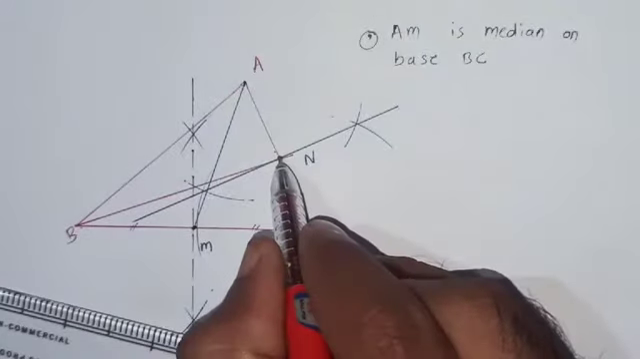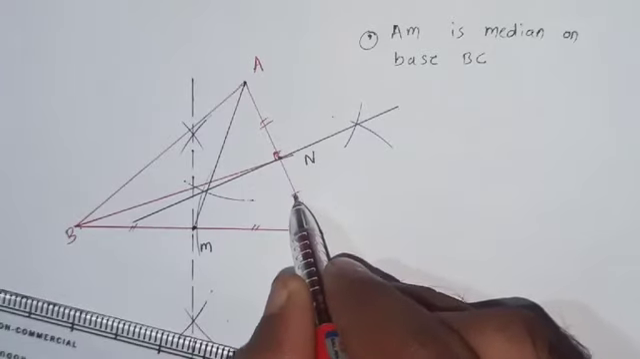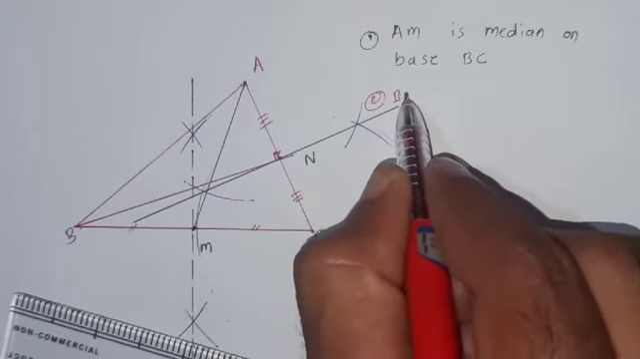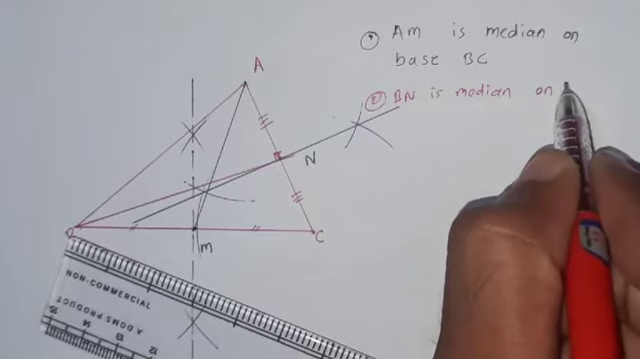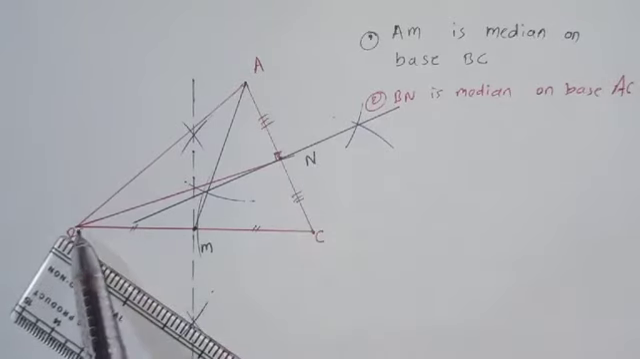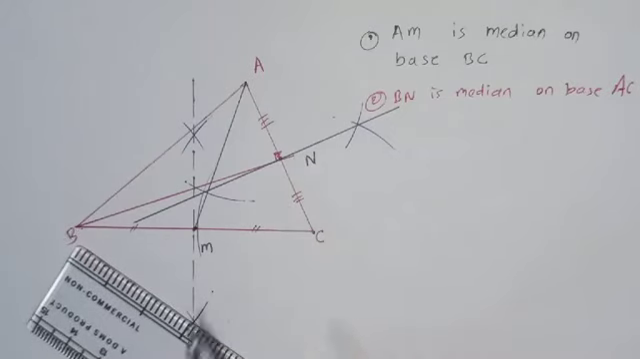If we join BN, we get the second median. BN is the median on base AC. From B we have joined BN, and N is the midpoint of AC.